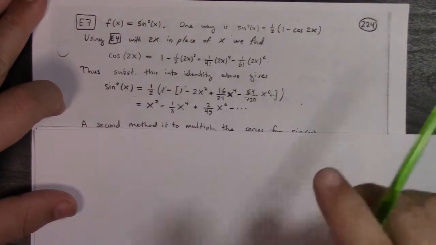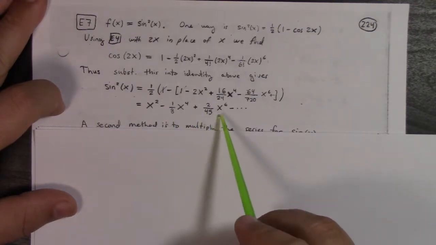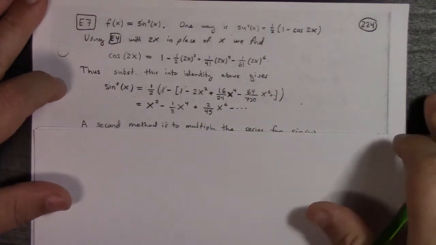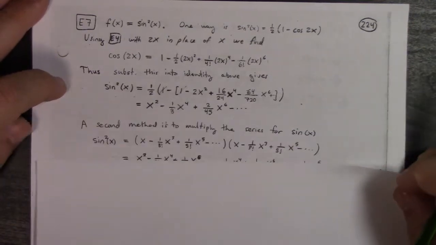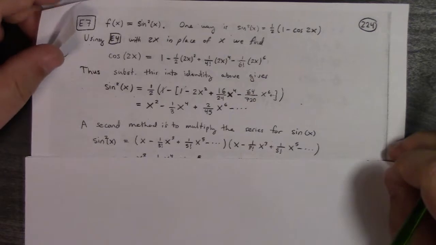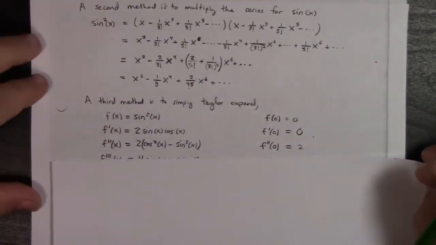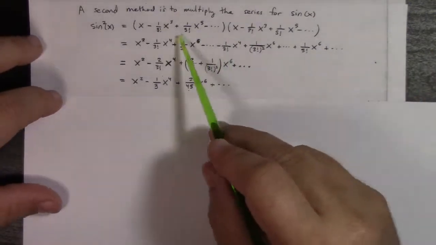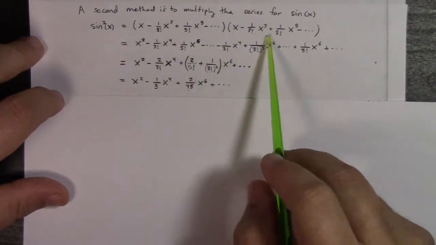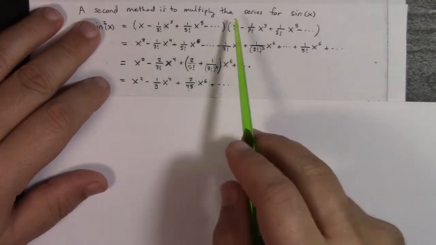And out pops x squared minus 1/3 x to the 4th plus 2 over 45 x to the 6th, and so forth, right? Another way we could do this would just be to multiply the series for sine. That's another legitimate technique. That's not a bad way to generate a few terms pretty fast. So sine squared is sine times sine, so when we multiply series, we just do it the same way you already know how to multiply things. We just collect it term by term.